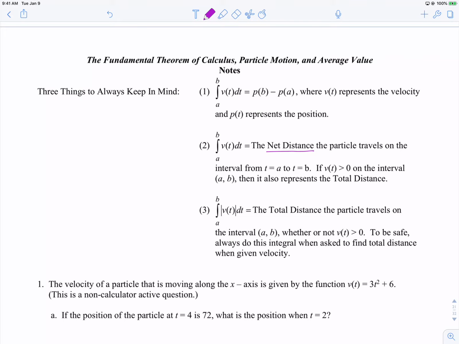The last thing is that the total distance can be calculated by the integral of the absolute value of velocity, because that'll take any negative parts and make them positive. So let's say, for instance, on a to b, if this was our velocity function, maybe it does something like this, if that's v of t.